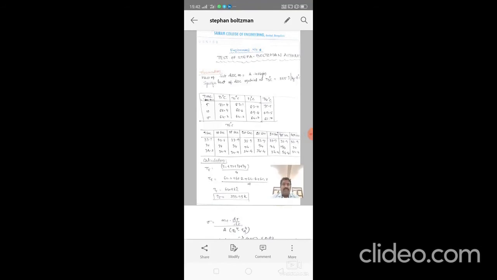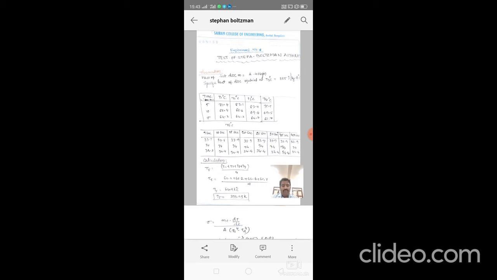Thanks for watching. Hello students, welcome to the heat transfer lab. Today we are going to discuss the calculation part of the Stefan-Boltzmann apparatus. Here the observation is given: the mass of the disc, M, is 4.46 grams, and the specific heat of the disc material at T5 degrees centigrade is 385 joules per kg Kelvin.